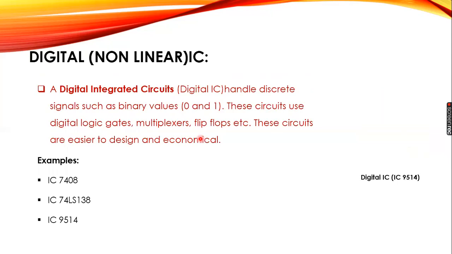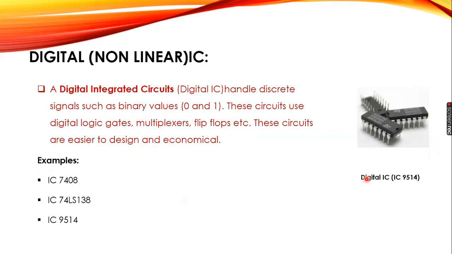Next, we go for digital ICs. Digital integrated circuits can handle discrete signals such as binary values, zeros and ones. These circuits use digital logic gates, multiplexers, flip-flops, etc. These circuits are easier to design and they are economical in nature. Here we have a few examples: IC7408, IC74LS138, which is a decoder, and IC9514. Here we have shown a picture of digital ICs.